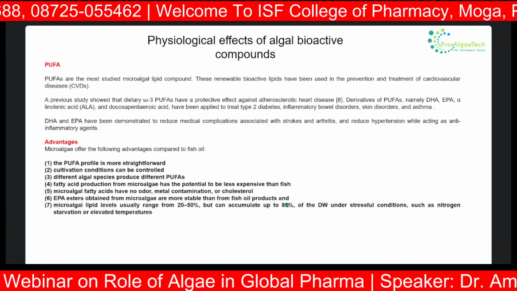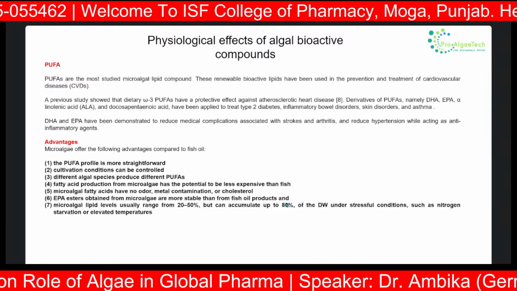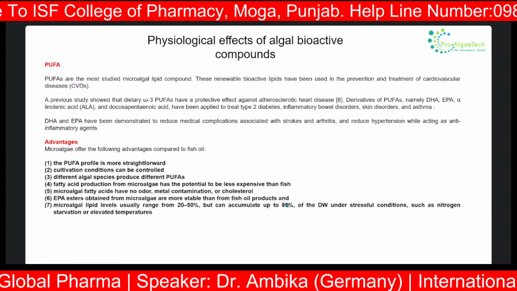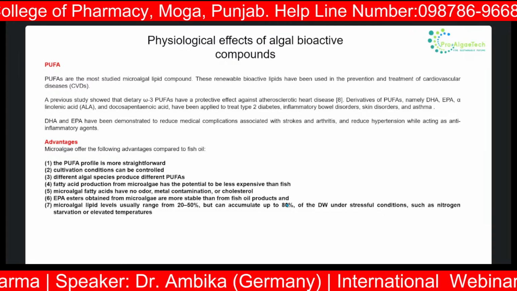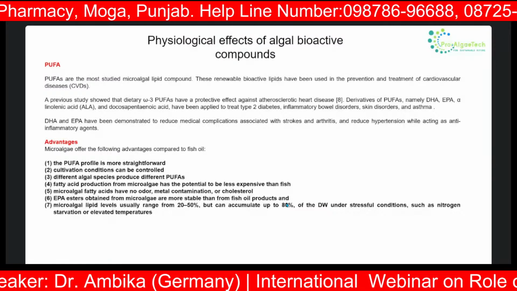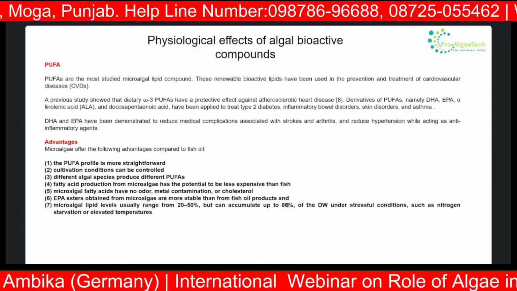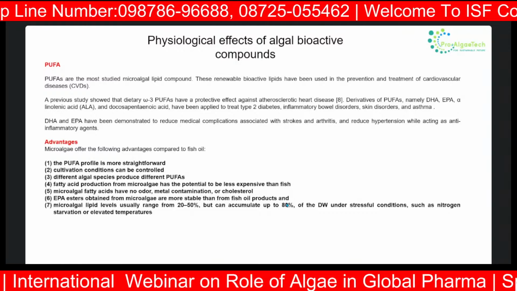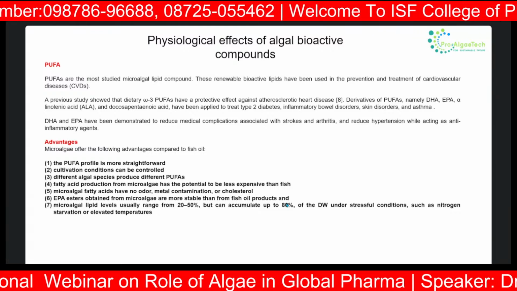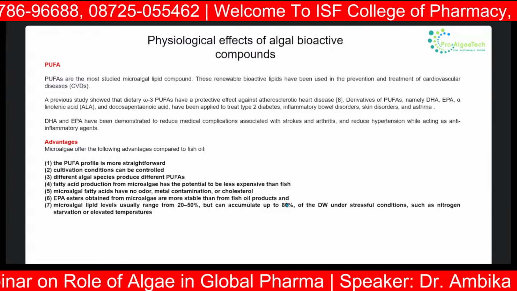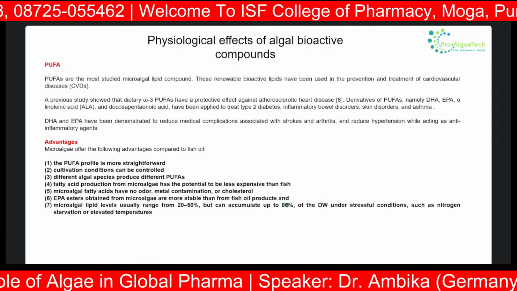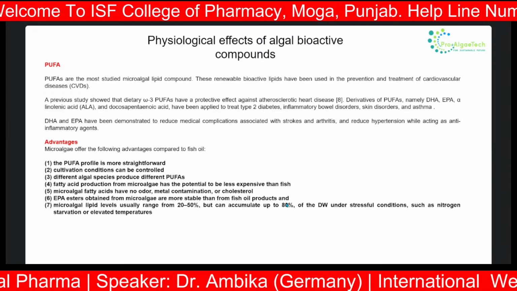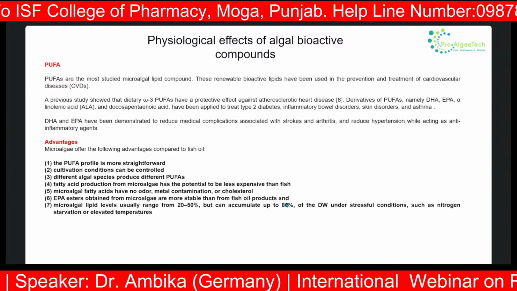Under stressful conditions such as nitrogen starvation or elevated temperature, you can accumulate up to 80%. We make the microalgal strains increase their lipid level by placing them under stress conditions. For example, with nitrogen starvation, if you stop supplying nitrogen, the lipid level increases. If you increase the temperature, it increases the lipid level. So this can be altered as per our requirement, but you cannot do it with fish.